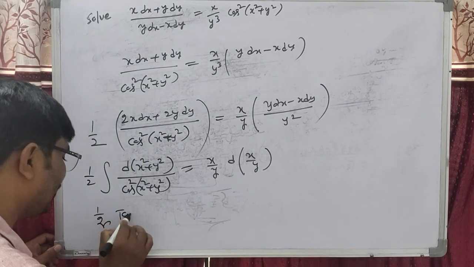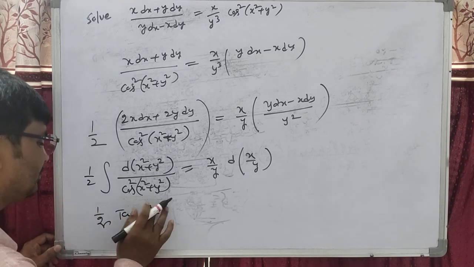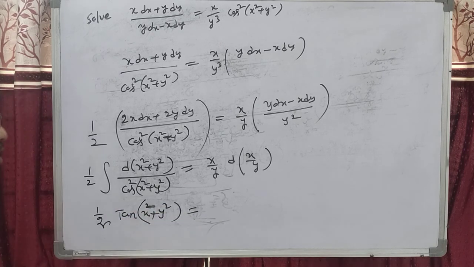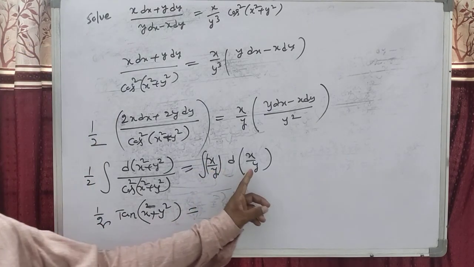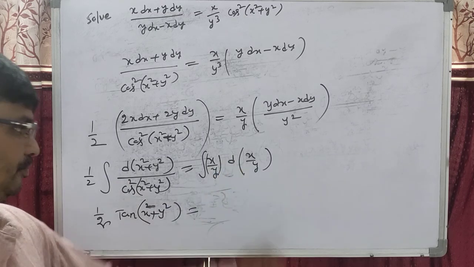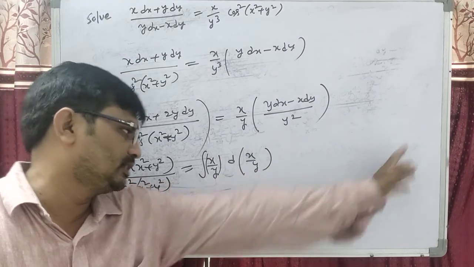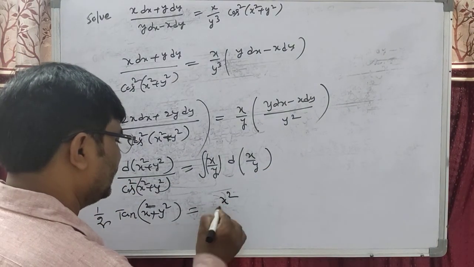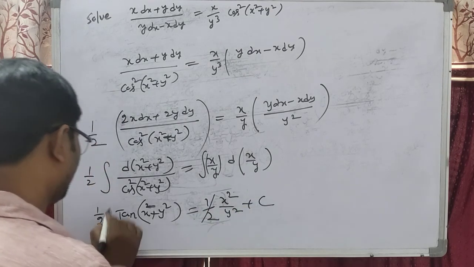That is tan of t. What is t, dear students? x square plus y square. Okay students. Now when you apply the integrals, this is t dt. For x by y we take t, the derivative of x by y is dt. Integral of t dt is t square by 2. t square is x square by y square by 2 plus c, divided by 1 by 2.